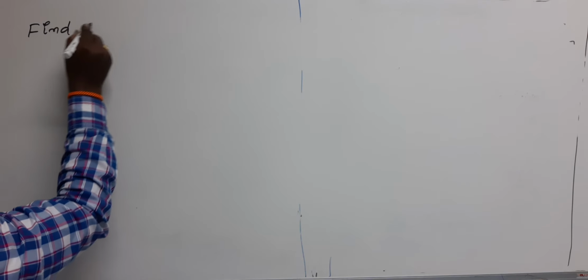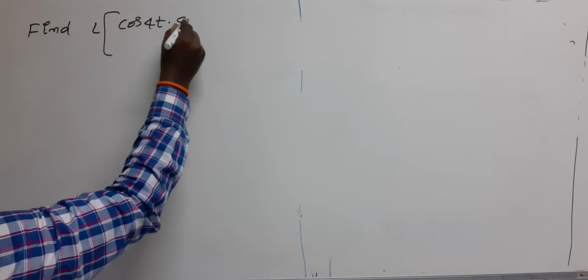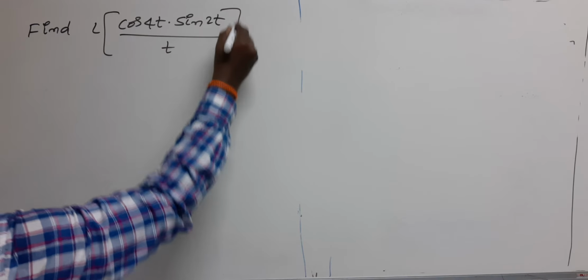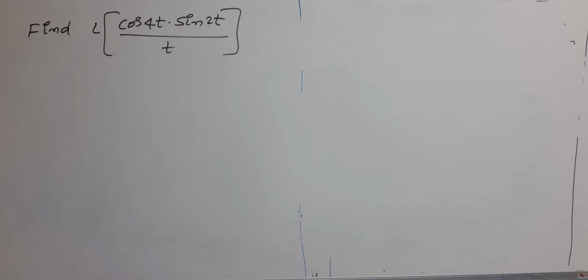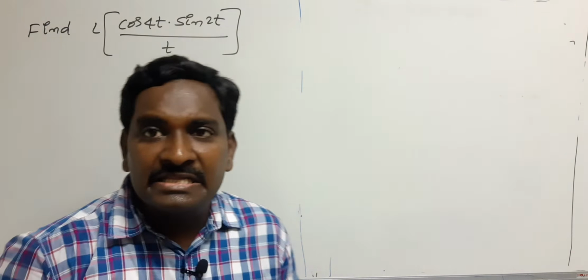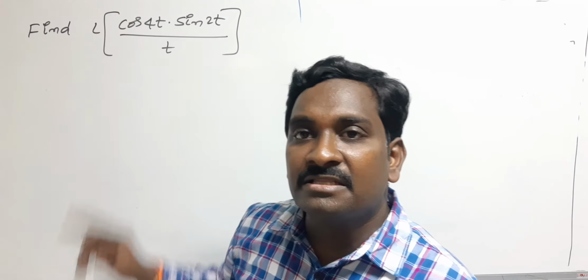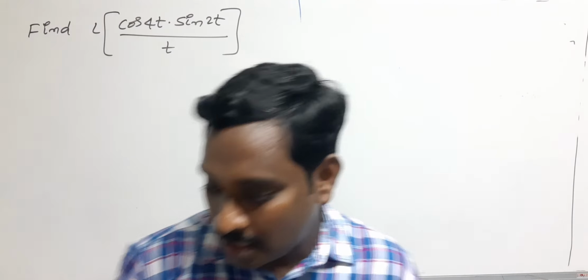Find L of cos 4t into sin 2t by t. Okay, we are observing that the inside function in the given problem is in the form of f of t by t. That's why you should apply the division rule, which is a very, very important formula.